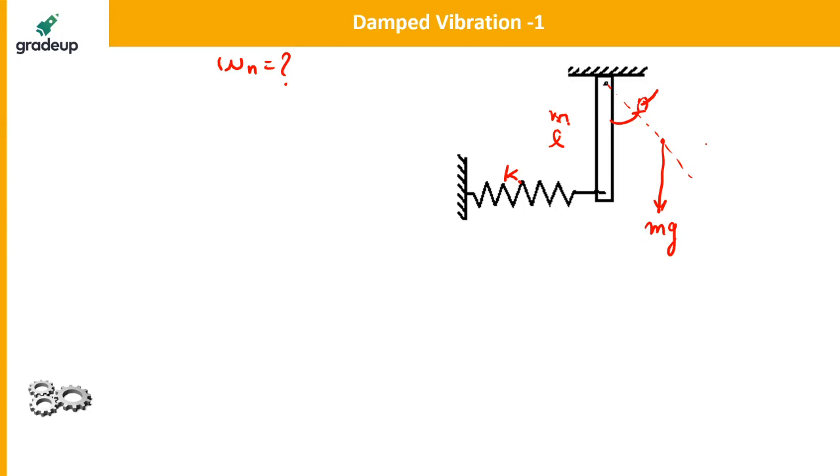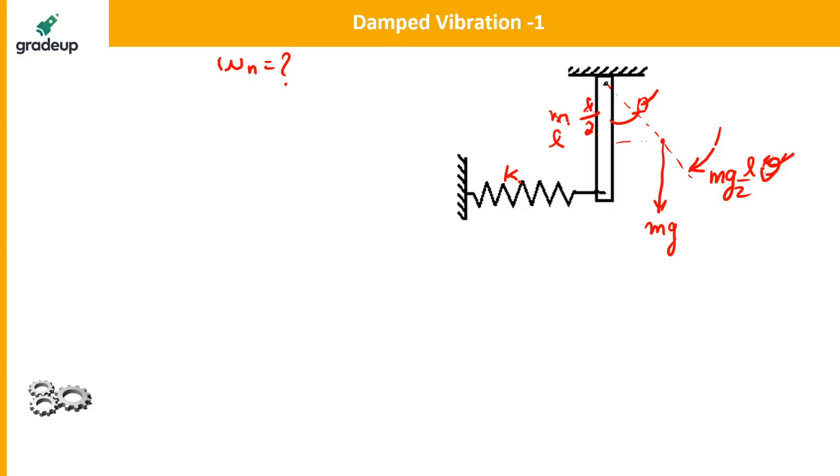We'll be having a movement in this direction, that will be mg into, just remember yesterday's concept, this is from the center line. So definitely this will be L by 2. Is that clear? If this is L by 2, so this will be L by 2 sine theta. I can write this directly using theta instead of sine theta. Is that correct? So this is mg into theta.